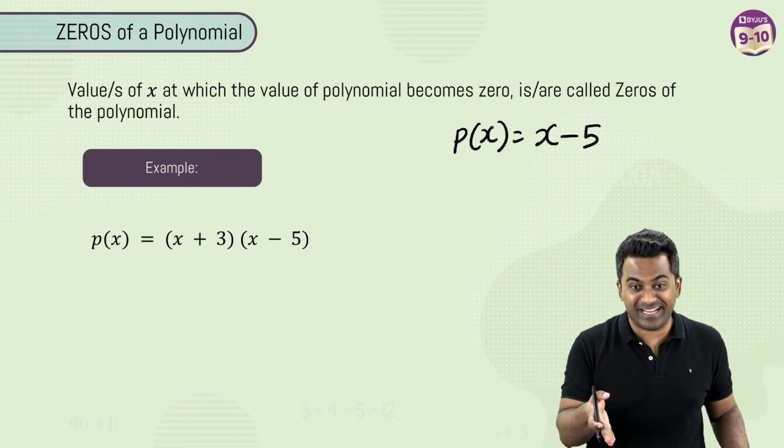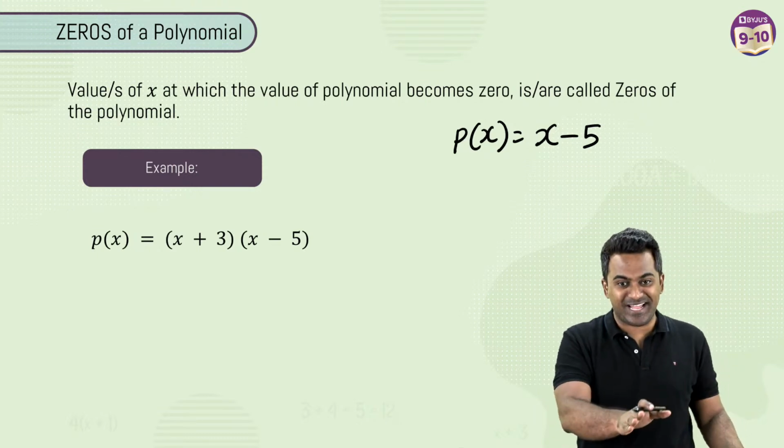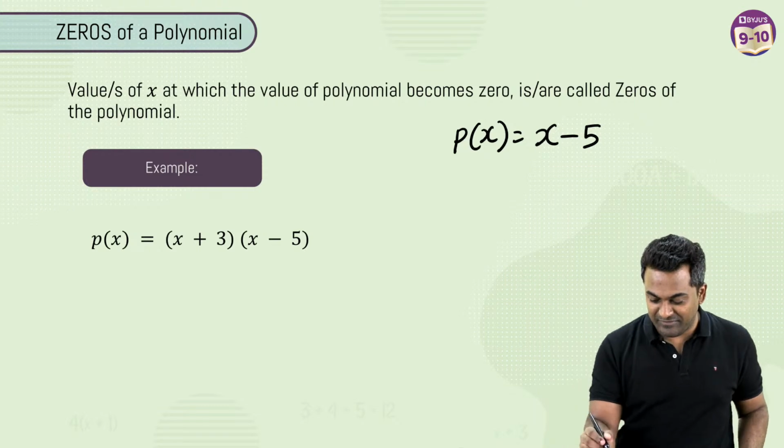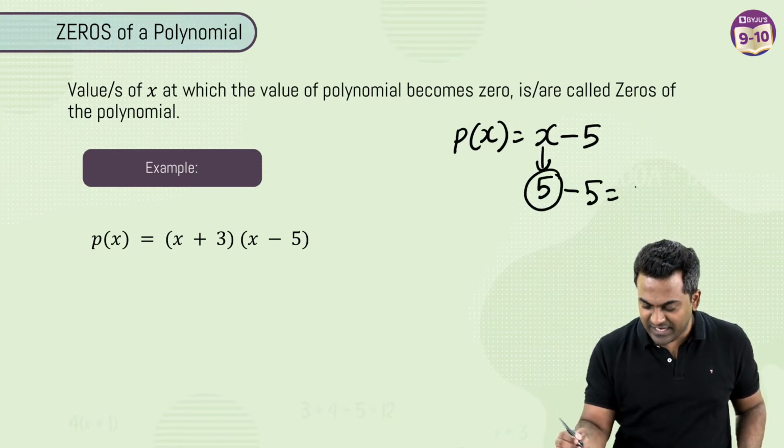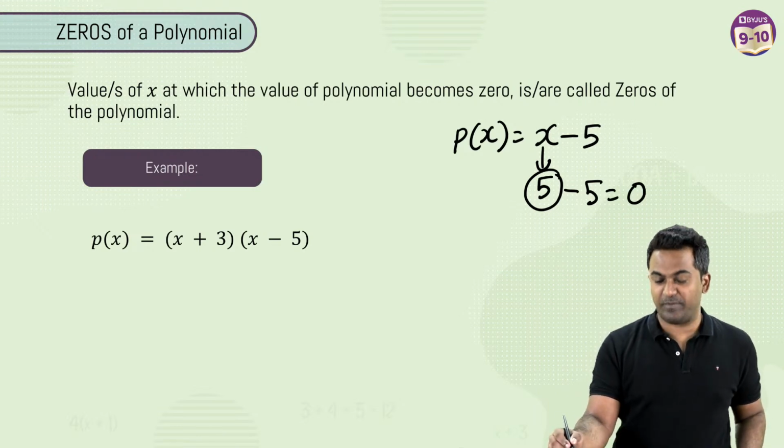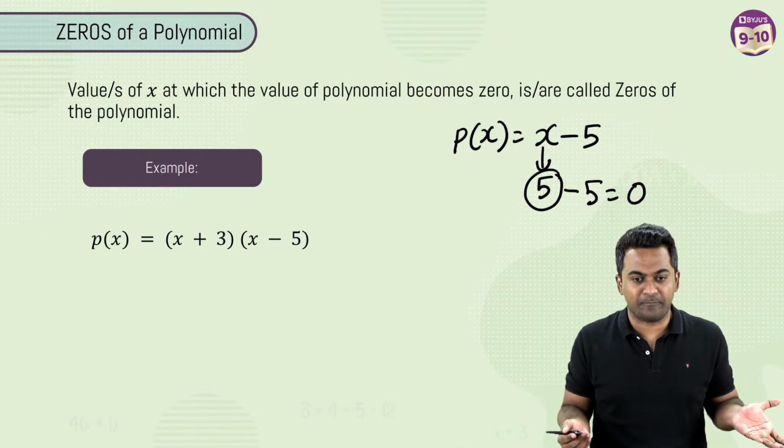5. The example that I have given. Satish has given the answer to these two. Well done. But the answer to this is going to be 5, right? Because in the place of x, when I put 5, 5 minus 5 is 0. So I say the zero of p of x is 5. As simple as that. Okay?